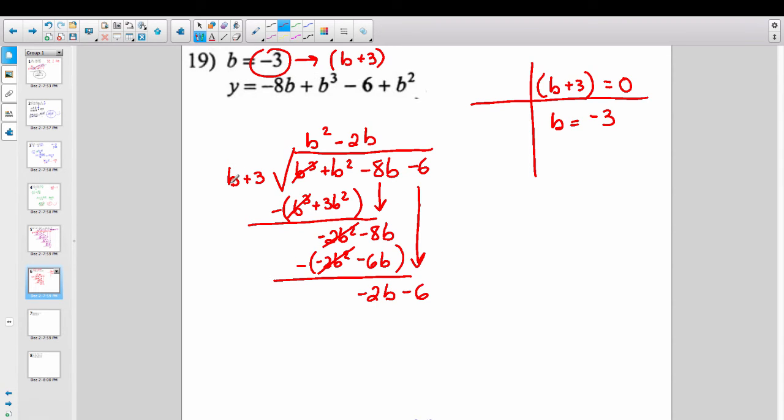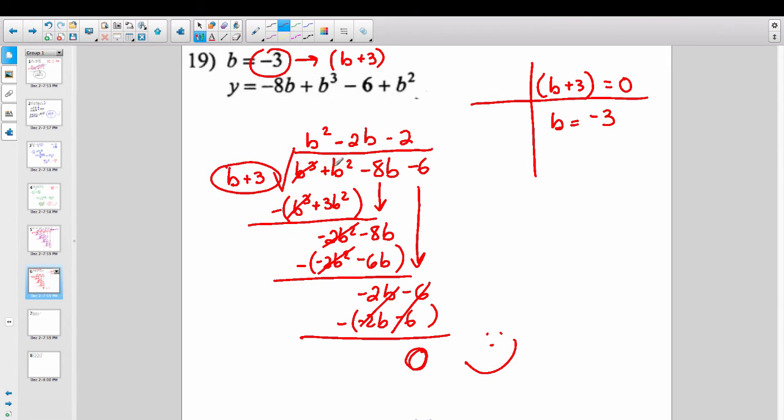Okay, last time. How do you go from b to negative 2b? Multiply by negative 2. Let's distribute. What do we get? Negative 2b minus 6. Look at that. Everything disappears. You have no remainder. That means this is a factor of that, and that means that negative 3 is a root or a 0. Those are your two ways to show that a given number is a root or a 0.